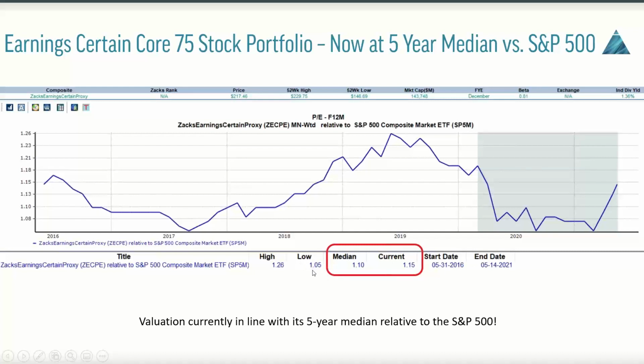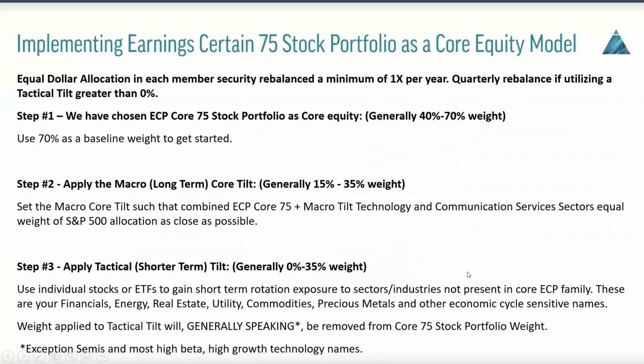So the lowest it's been in 5 years is a 5% premium. You're paying about a 15% premium right now, a little bit above its median of a 10% premium, but still a valuation that's well in line given the uncertainties out there.